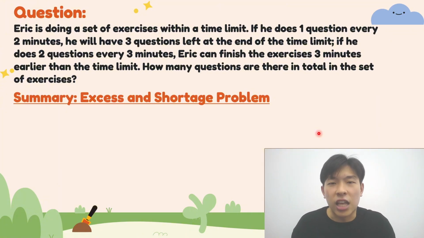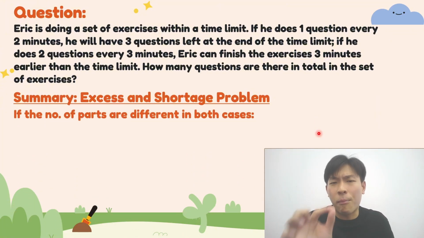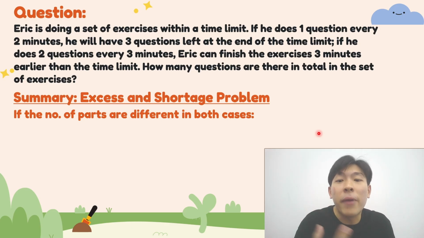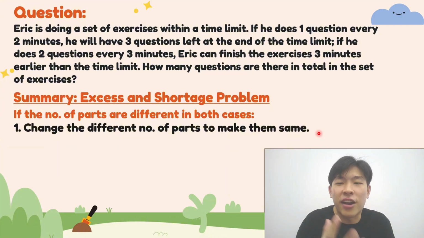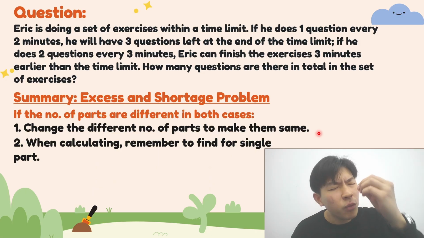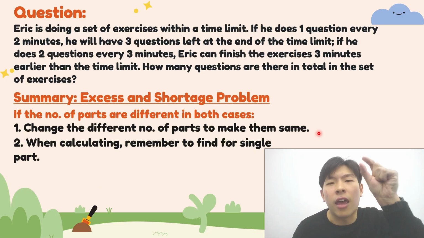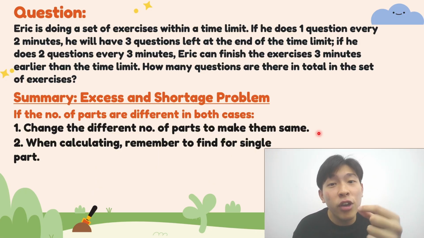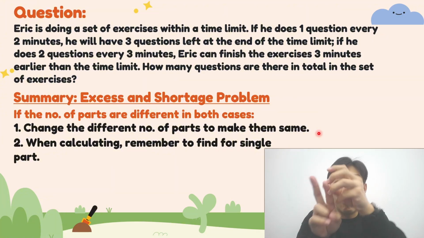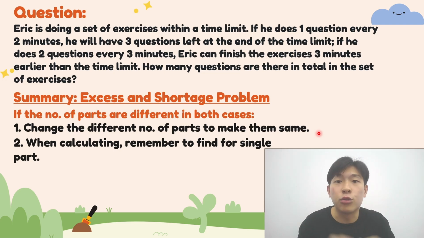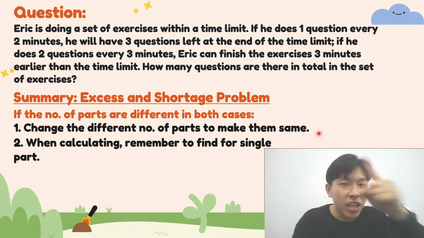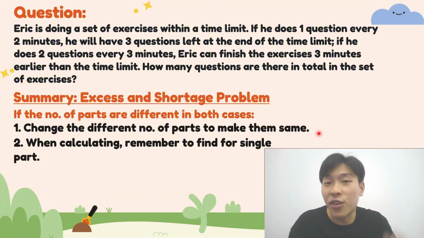So this is the excess and shortage problem. Now if we see the number of parts are different in both cases, what should we do? Yes, we should change it to make it the same. Very nice. And second thing, we should be careful when we are calculating. Remember, what we get is what we draw there. So it can be easier for you if you draw stopwatches to represent, for example, 2 students. You draw a group. You draw 1 circle to represent these 2 students. Then what we get is this, how many circles do we have? Okay, then this circle represents 2 students. So it's better for you to understand.